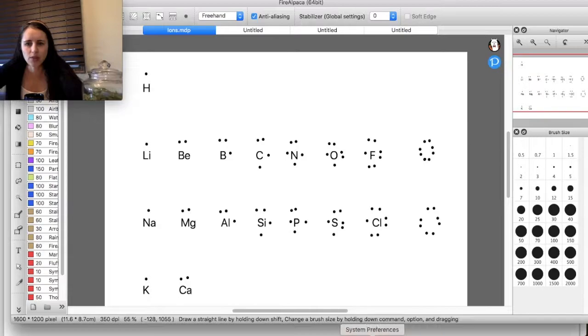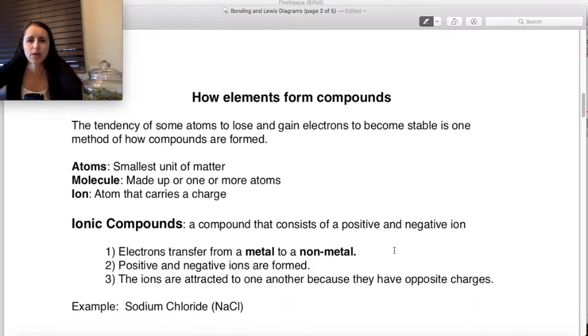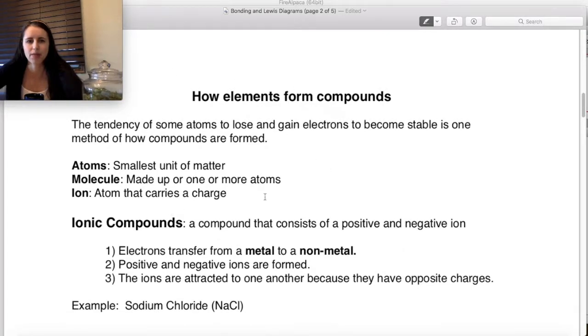Now that we know how to draw Lewis diagrams, we're going to continue on with our note, and we are going to look at our 2 different types of compounds. This first bit of the note is review. You can read it over yourself. I'm going to get right into this, and I'm going to start by talking about ionic compounds. Ionic compounds are between a metal and a nonmetal.